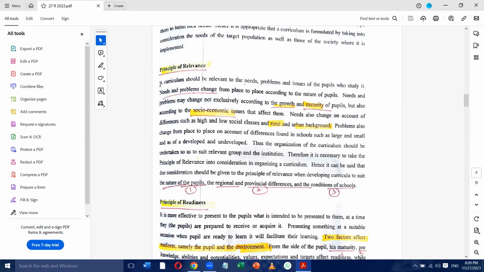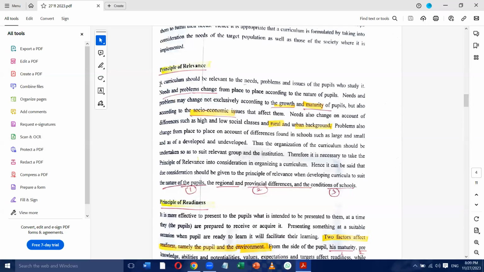So that is very important. Therefore, it is necessary to take the principle of relevance into consideration in organizing a curriculum. Hence, it can be said that due consideration should be given to the principle of relevance when developing curricula to suit the nature of the pupils, the regional and provincial differences, and the conditions of the schools.